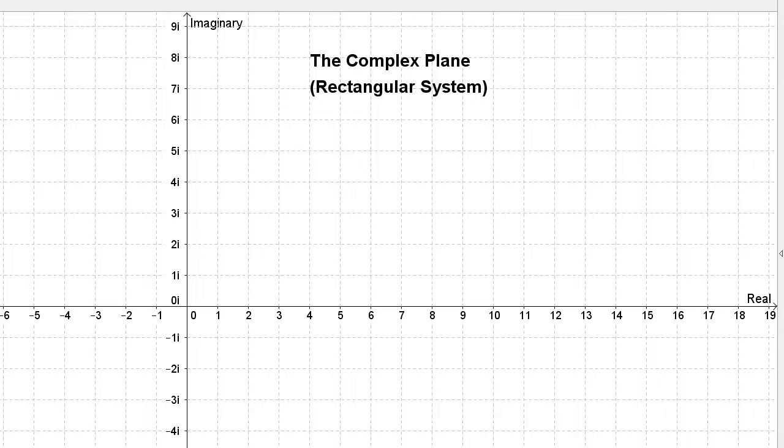So for example, let's take the point 3 plus 5i. What we're going to do is plot this point by going over 3 on the real axis, 3 to the right, and then up 5 on the imaginary axis. So 3 to the right and 5i up. And when we plot that point, that's its location. So if we call that point Z1, the point Z1 has a real part of 3 and an imaginary part of 5i.